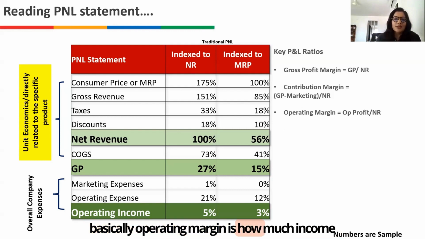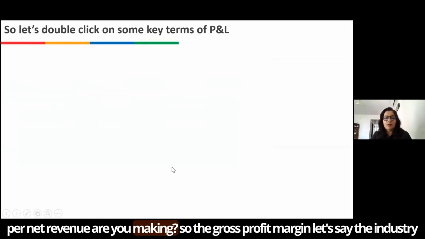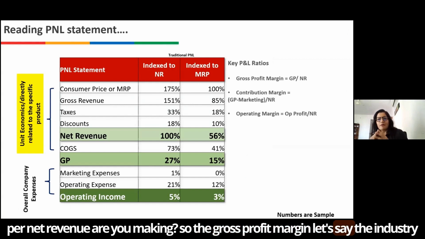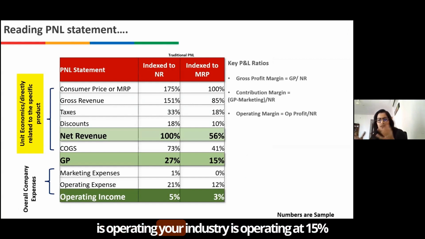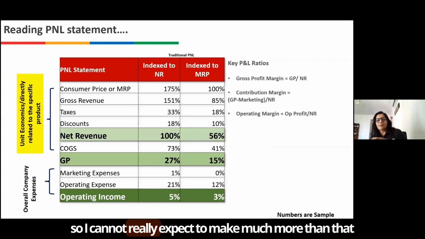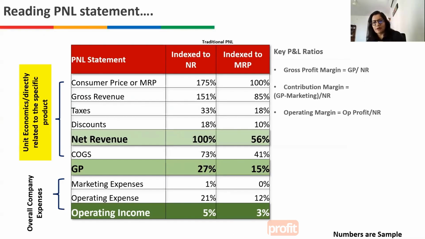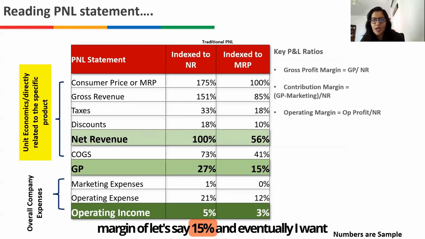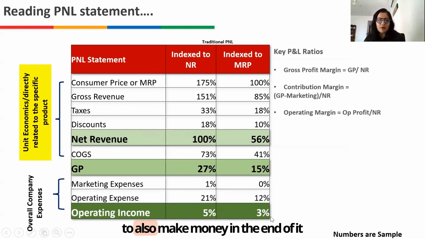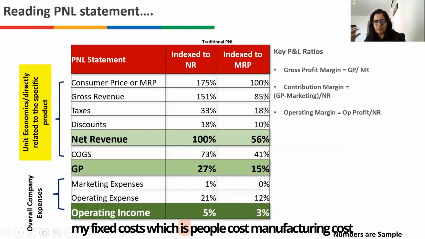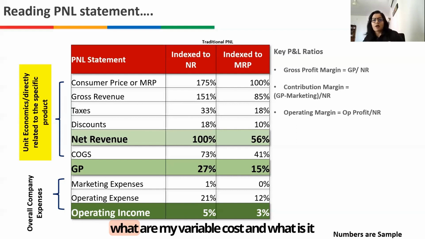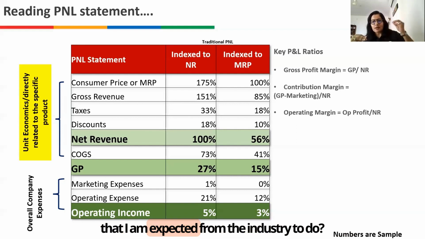Basically, operating margin is how much income per net revenue you are making. So the gross profit margin, let's say your industry is operating at 15%. So I cannot really expect to make much more than that. If I want to retain a gross profit margin of, let's say, 15%, and eventually I also want to make money at the end of it, you will have to understand what my fixed costs are, which is people cost and manufacturing cost, what my variable costs are, and what is expected of me from the industry.